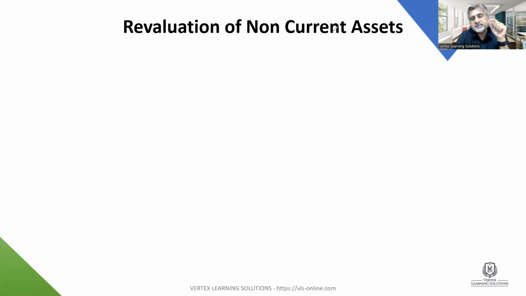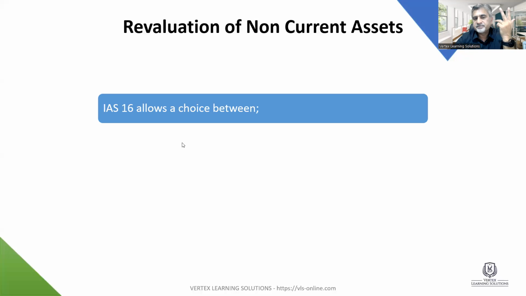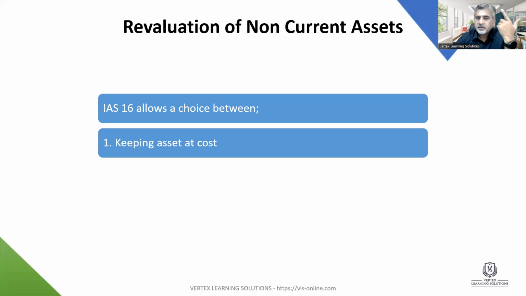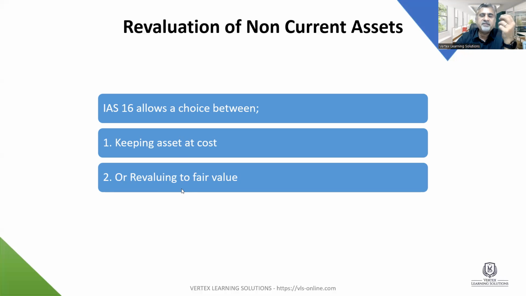Now here, IFRS allows that at the end of the year, when you prepare your balance sheet and report your assets, you can show your assets using 2 methods. IAS 16 allows you a choice between keeping the asset at the cost model or keeping the asset at the revaluation model. You call it revaluing or fair value. So let's call it the revaluation model. So what is the cost model?